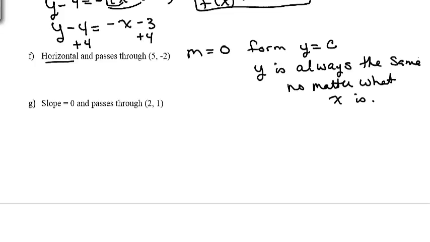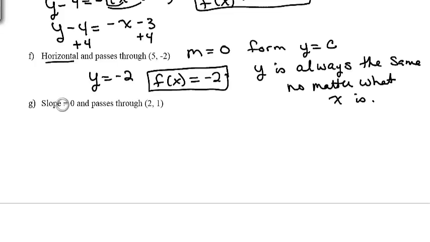So you could go through all the work that we've been doing for all of these, but y is always going to be the same number no matter what x is, and the equation has the form y equals that number. It passes through the point (5, -2), and so the equation must be y equals negative 2. And we want function notation, so that would be f of x equals negative 2.